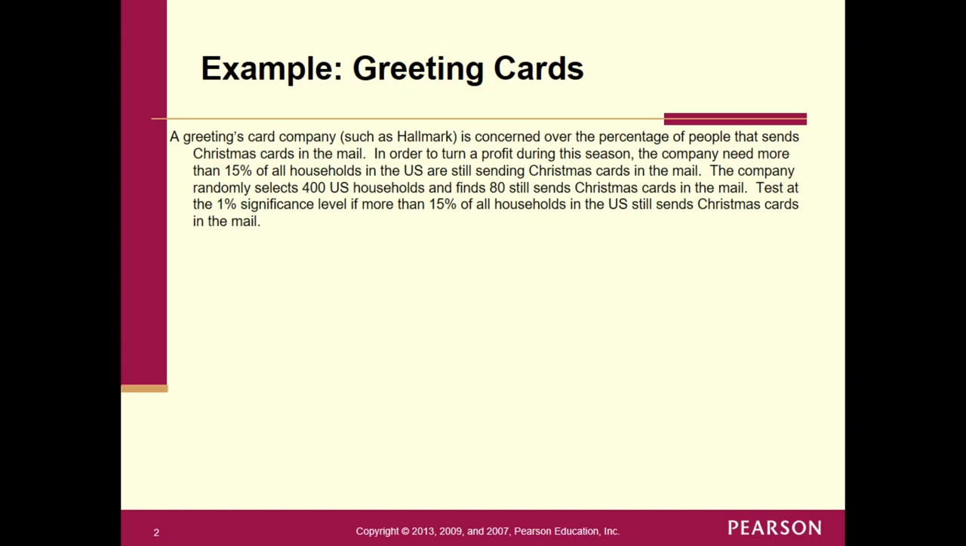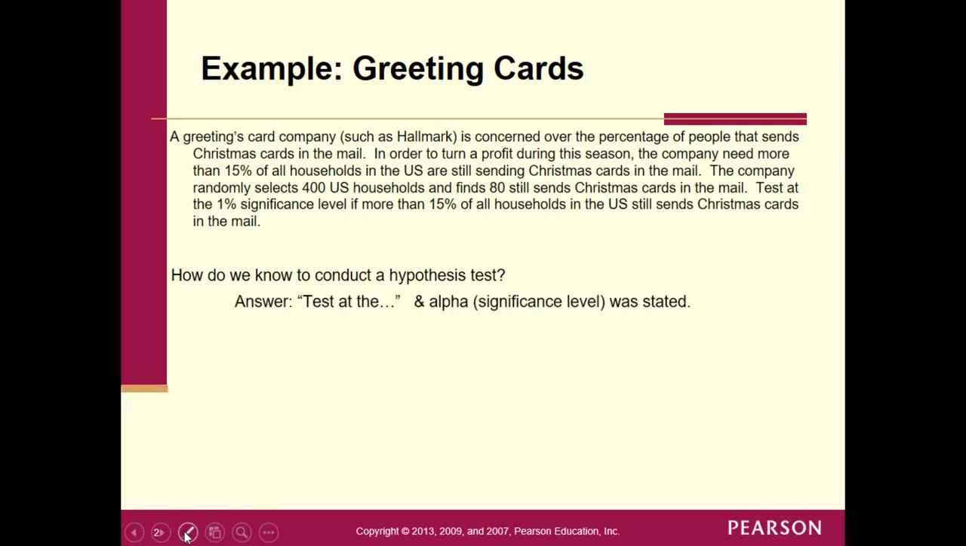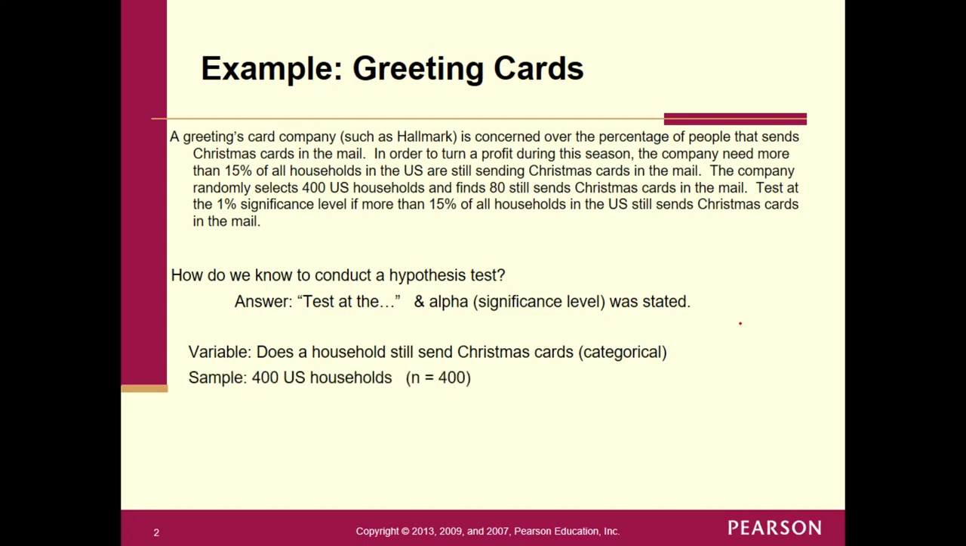All right, let's go through our background information. How do we know we're conducting a hypothesis test? Well, it says that we're going to test at a certain significance level. What's our variable? Does a household still send Christmas cards in the mail? It's a yes/no question, categorical. We have to analyze with a percentage or proportion, so the population proportion p is what we're testing here. What's our sample? 400 U.S. households, so n is equal to 400. And if 400 U.S. households is our sample, what's our population? All U.S. households.